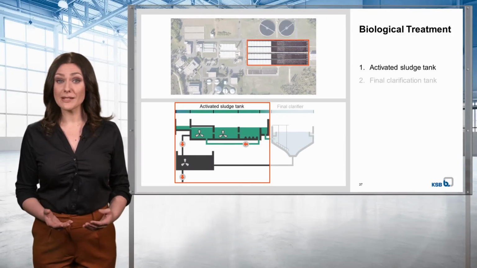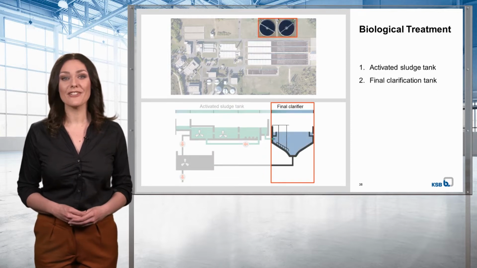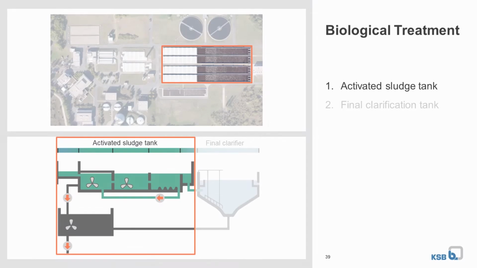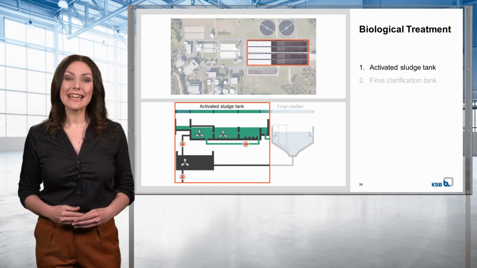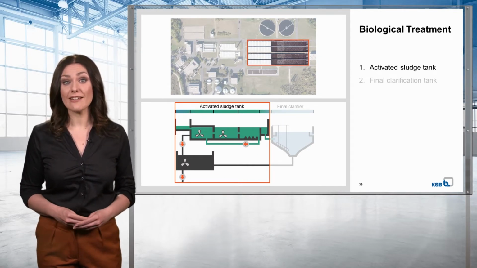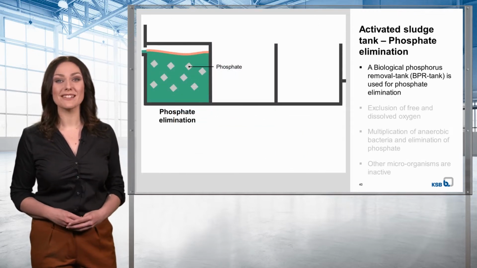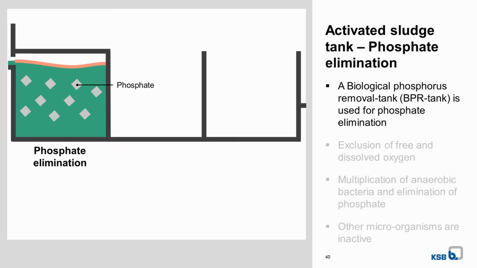The biological treatment stage comprises a so-called activated sludge tank and a final clarification tank. The activated sludge tank is the place of nitrification and denitrification processes. In larger wastewater treatment plants, the additional step of phosphate elimination is carried out before these processes. Here in Halle, a so-called BPR tank is used for phosphate elimination. BPR stands for biological phosphorus removal, sometimes also called a BioP tank.